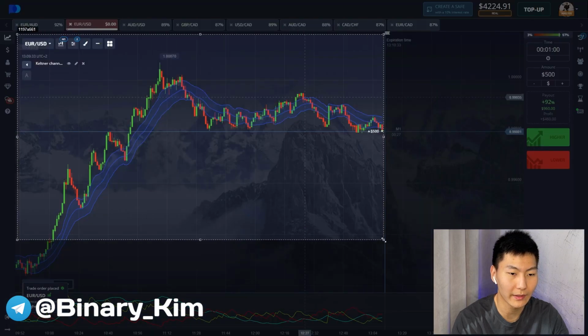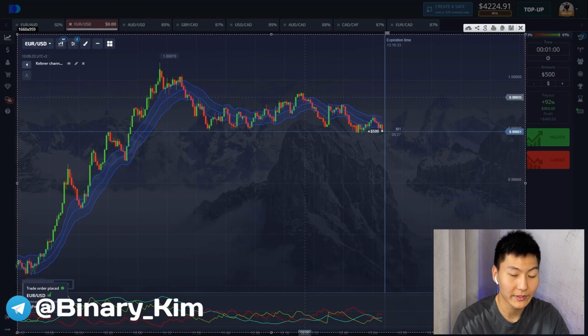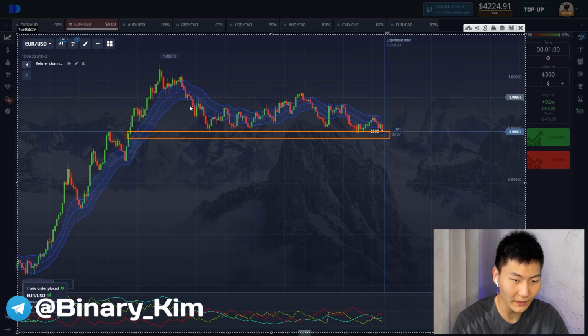Let's open a long, and this entry is much more promising than the previous one. We see the touch of this support zone, and basically we see the downward dynamics that took place earlier. Then we see this flat. And here look at the price dynamics. So the previous touch happened here and now the touch is happening again.